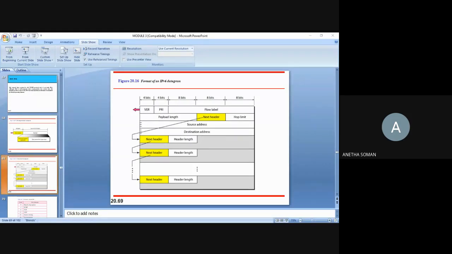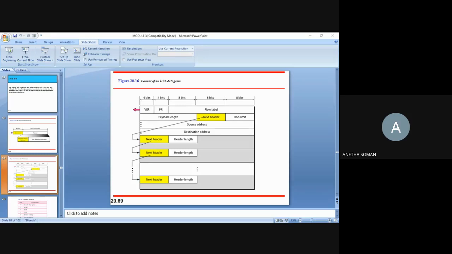Next header is an 8-bit field. It defines the header. I mean, you will have a base header and you will have other headers. If there are any other headers, that will be specified in the next header field. So whatever is following the base header will be specified in the next header field.